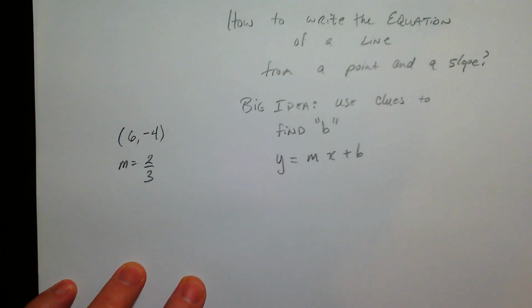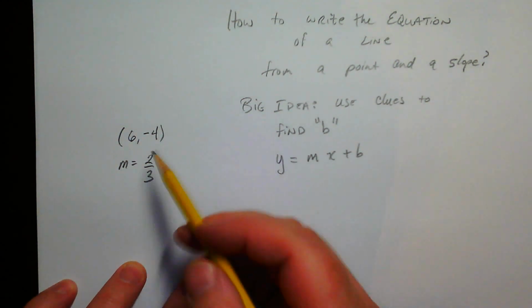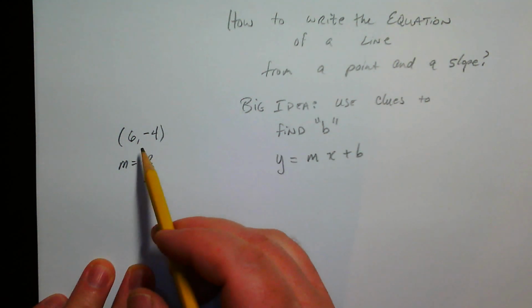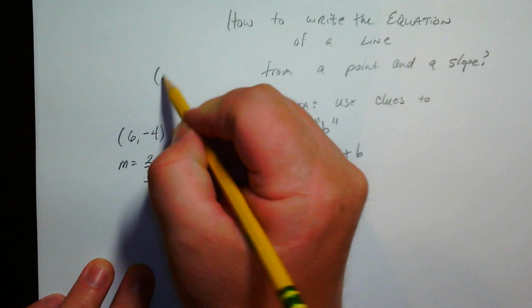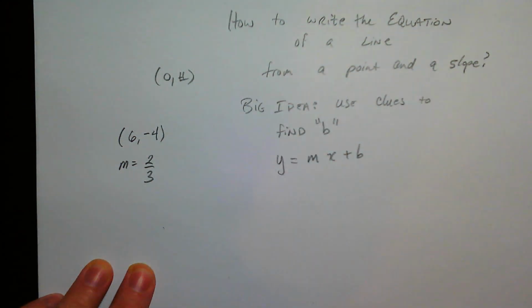Alright, let's talk about how you write the equation of a line if they gave you a point and a slope. Now we're going to go with the case that is not the y-intercept first, and then we'll do another one where it is the y-intercept, okay? So this is a more complicated case. This is not a y-intercept. If x equals 0, then you can actually take a big shortcut, but we'll get to that in just a second.